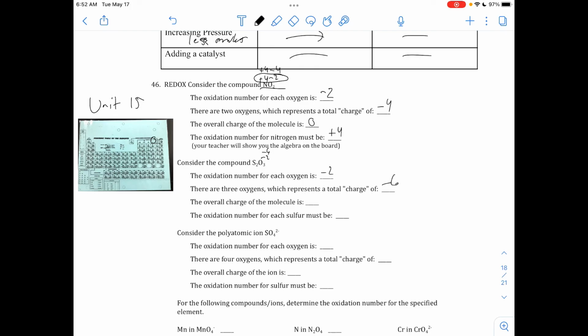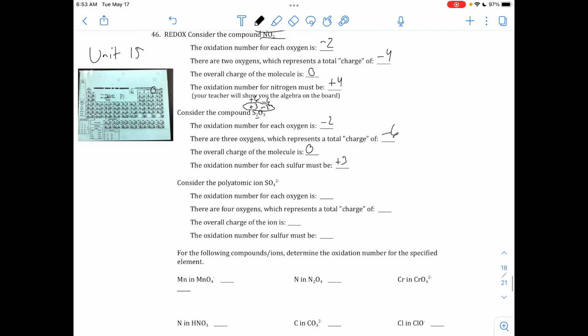Same thing here. Oxygen is -2, total -6. The overall charge has to be 0, so sulfur has to be +6, but this time there's 2 of them, so that +6 has to be divided by each of those 2 sulfurs. So each sulfur is +3. Again, I just circled the oxidation numbers.